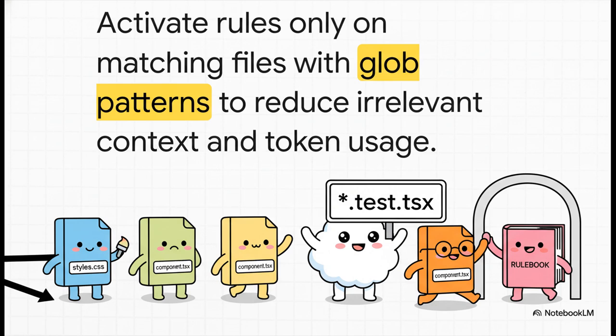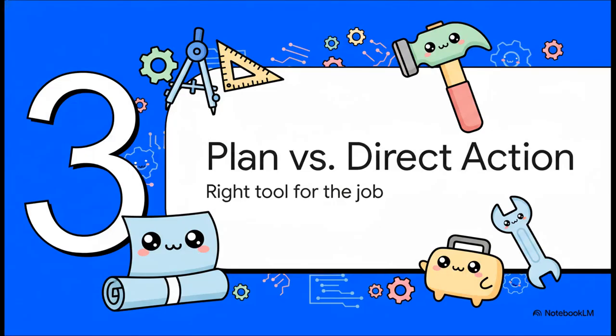Of course not. So you use these path-specific globs. You can tell a rule, hey, you only wake up and activate when I'm working on a file that ends in .test.tsx. This keeps the context laser-focused and your cost down. It's just smart.